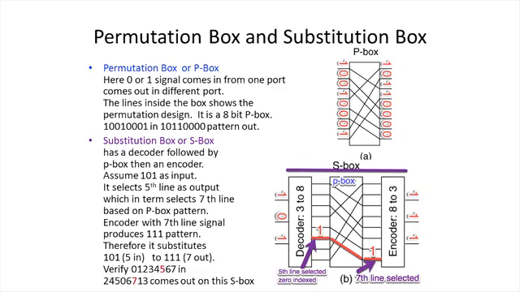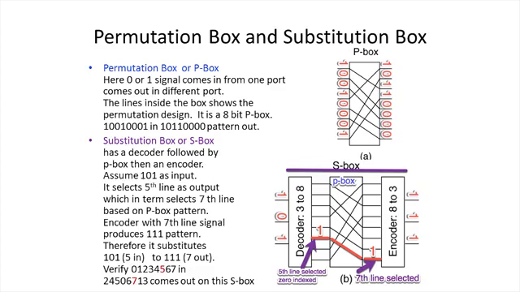They connect the ports. For example, here 1, 0, 0, 1, 0, 0, 0, 1 will come out through the P box as 1, 0, 1, 1, 0, 0, 0, 0. Note that the number of 1s stays the same, as does the number of 0s. We have 3 ones here.